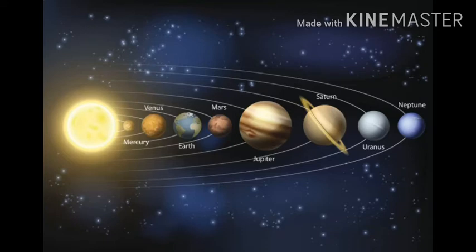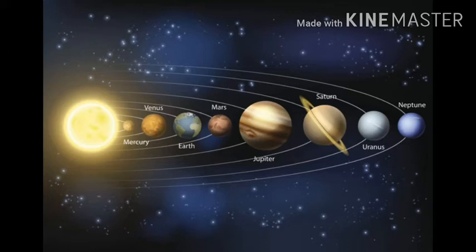Now one question most probably comes to your mind: why do all the planets rotate around the sun? In our previous video, we discussed that the first 4 planets, which are very close to the sun, are known as inner planets, and the remaining 4 planets, which are far away from the sun, are known as the outer planets. The inner planets are also known as terrestrial planets, and the outer planets are known as Jovian planets.